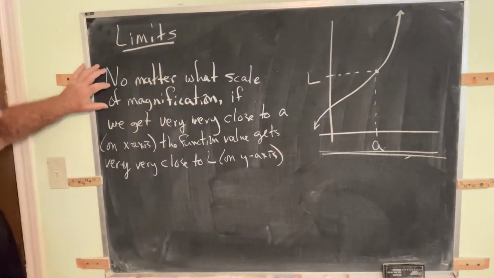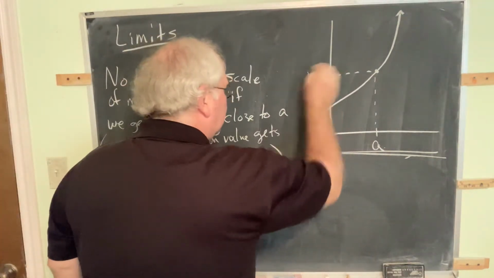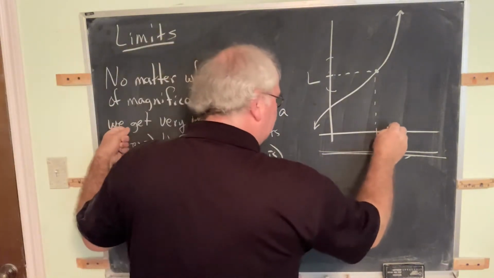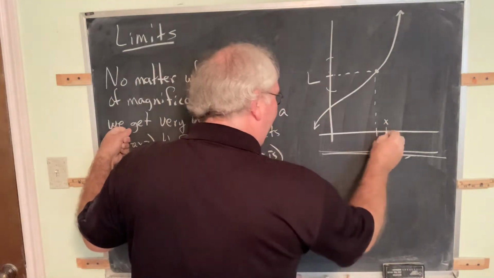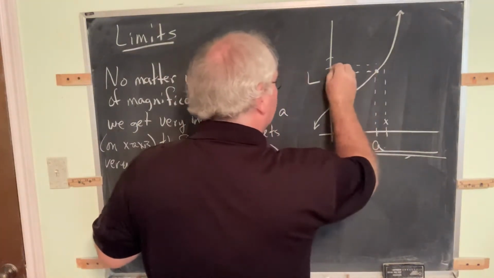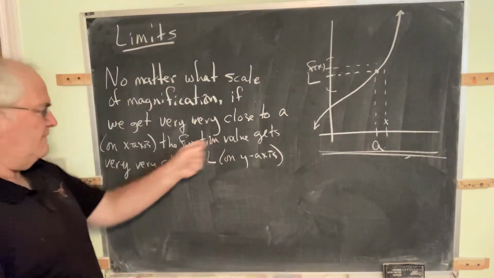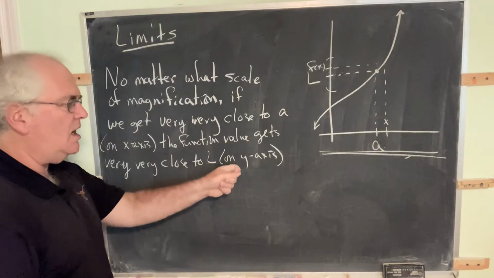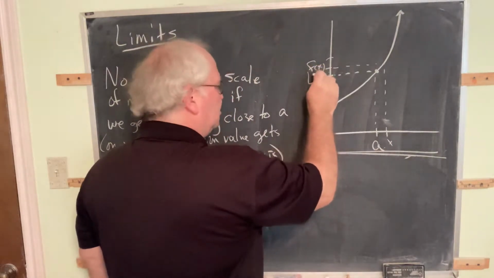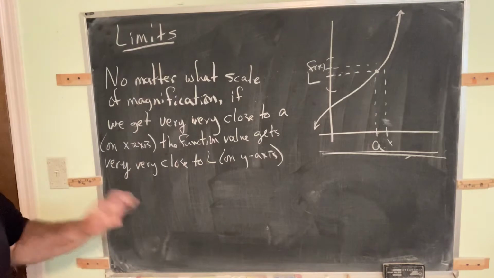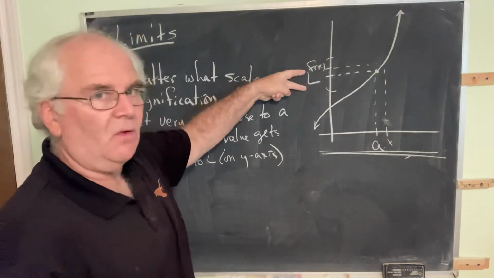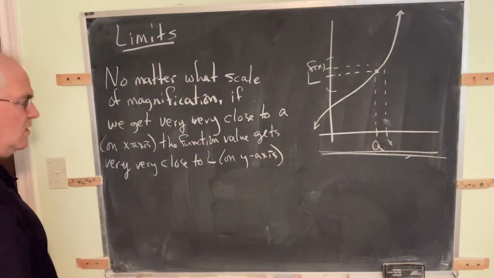That no matter what scale of magnification, I don't care how small we take this interval around L, if we get very, very close to A, that is to say, if I choose X very close to A on the X-axis, what we want to make sure happens is the function value, f of X, gets very close to L on the y-axis. As X gets closer to A on the X-axis, f of X gets closer to L on the y-axis. As you get closer and closer to A on the X-axis, we want to make sure that f of X gets closer and closer to L on the y-axis. All right? So let's translate that.